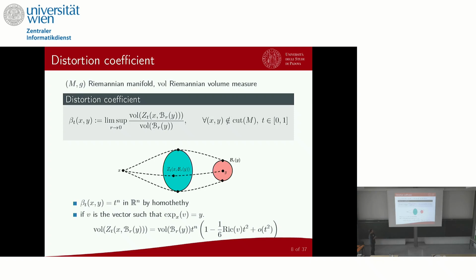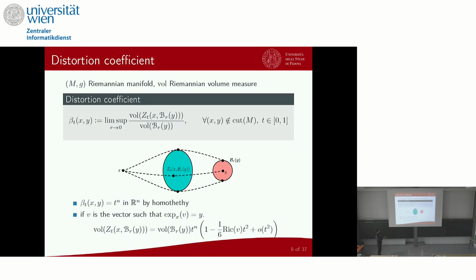And you denote the interpolating set at time t by Z_t(x, B_r(y)). And you compute this ratio here. And you go to the limit when the radius of the ball goes to 0. So of course, in the Euclidean case, by homothety, this number is independent of the point, it is t to the power n. And by classical Riemannian computation, you can also compute the volume, at least asymptotically when t is 0.